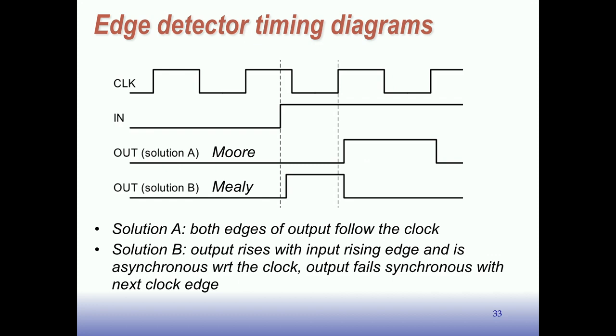it will change to the other state, and the combination of that other state along with the input will make the output go low. So that's really the difference. In solution A, both edges of the output follow the clock. On solution B, the output rises with the input rising edge and is asynchronous with respect to the clock. The output falls synchronously with the next clock edge.